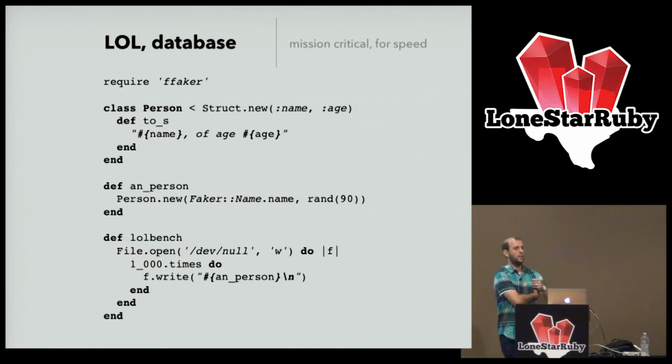It's wonderful. So here's a laughable database. It generates random people-esque things and writes them to dev null. I will be selling support contracts for this database after this talk. I want to peek inside. I want to know what my laughable database looks like as it's running, and I want to know what its bottlenecks are and what its performance is like.